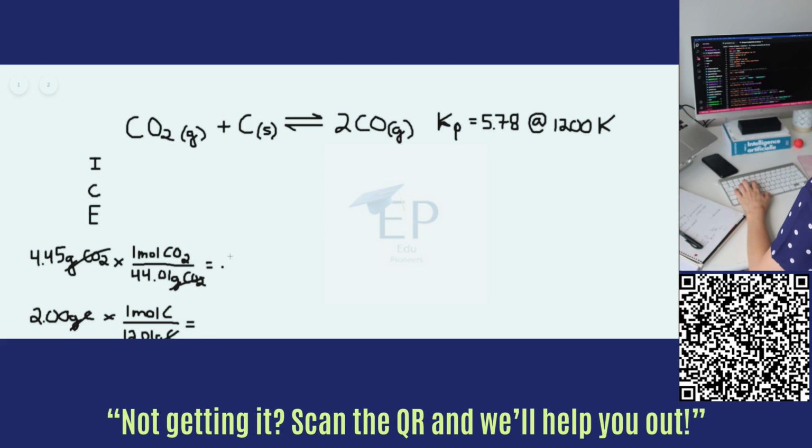and you would get 0.1011 moles of CO2 and 0.1665 moles of carbon, solid carbon or graphite. So therefore, CO2 is clearly the limiting reagent in this, so we'll have more than enough graphite to make this reaction go. So this is what we're going to work with.